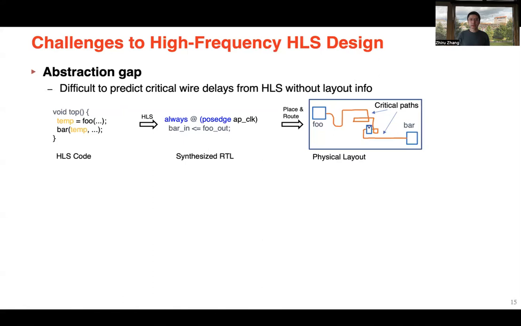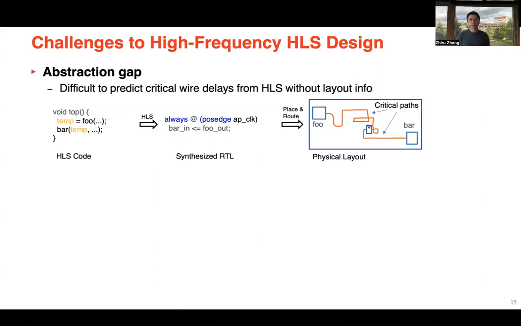Another long-standing challenge for HLS is achieving fast timing closure and high frequency. It's a very difficult task for an ML model to predict the final critical path at high level, without any physical layout information, especially these days, when critical paths are usually dominated by wire delays. So there is this abstraction gap.